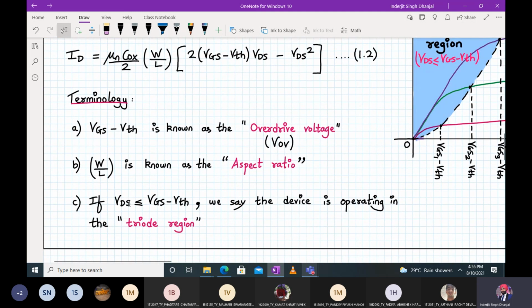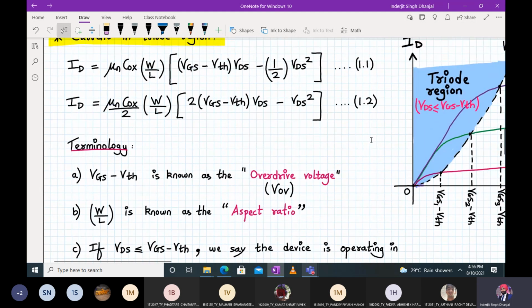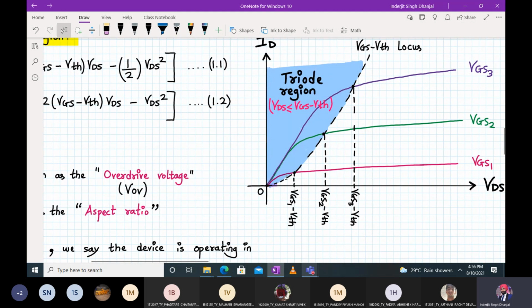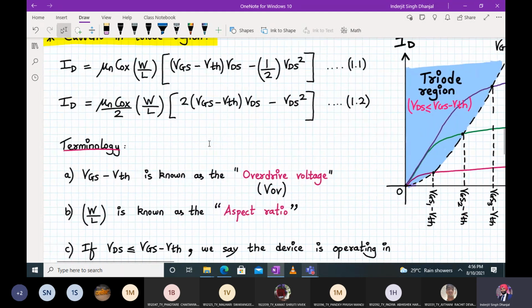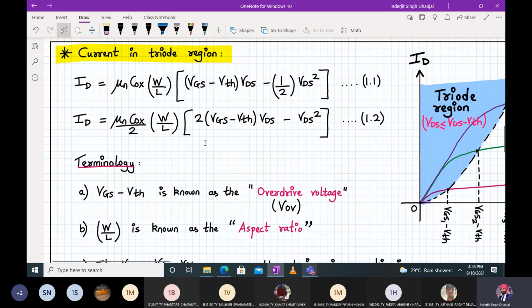If VDS is less than or equal to VGS minus VTH, we say that the device is operating in the triode region. If VDS is equal to VGS minus VTH, we say that the device is operating either at the edge of saturation or the edge of triode region. It's the boundary between the two. So we can call this region either edge of saturation or edge of triode region. Both are correct actually.